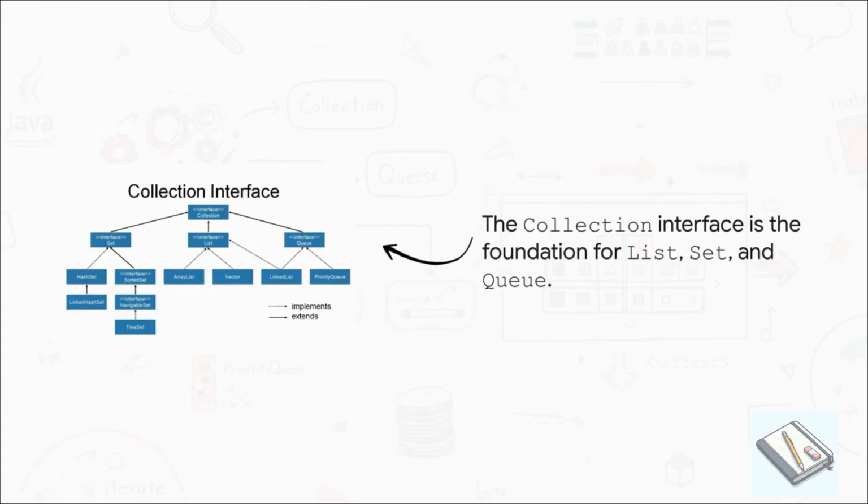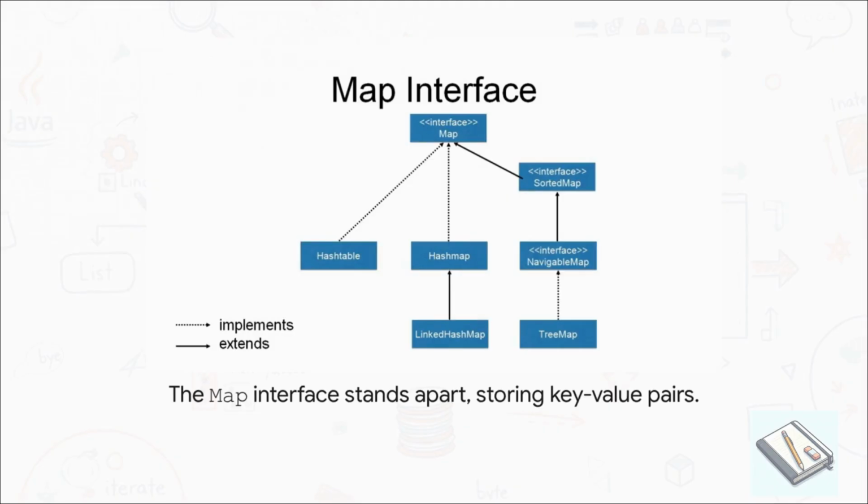Right at the top, you've got the Collection interface. Pretty much everything branches out from here. The 3 main types you're going to use all the time are List, which is for an ordered sequence of items, Set for a group of unique items where duplicates are a no-go, and Queue, which is for processing items in a specific order, usually first in, first out. And then there's the Map. Now, what's really interesting about Map is that it's part of the framework, but it doesn't actually follow the same rules as the others. Why?